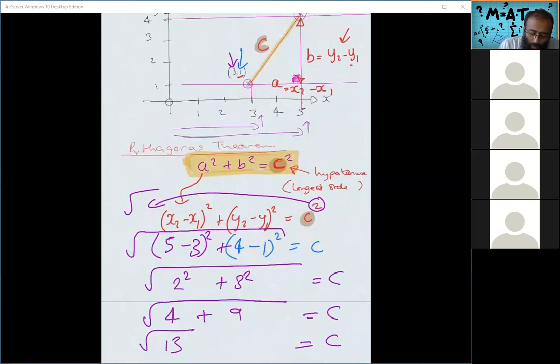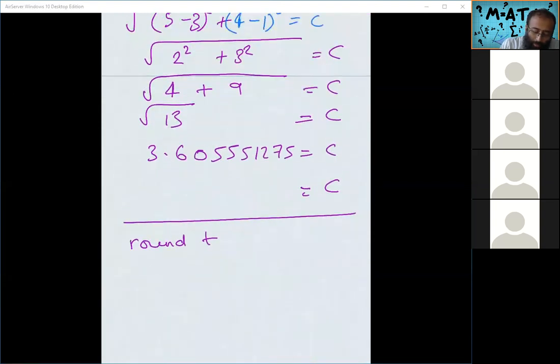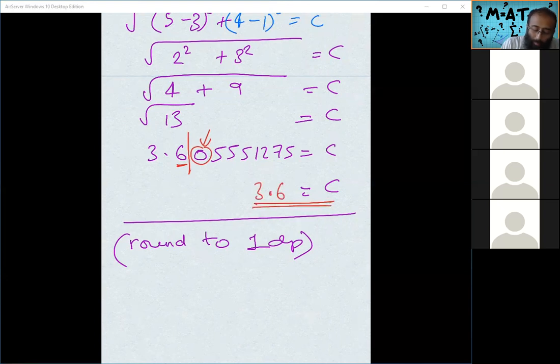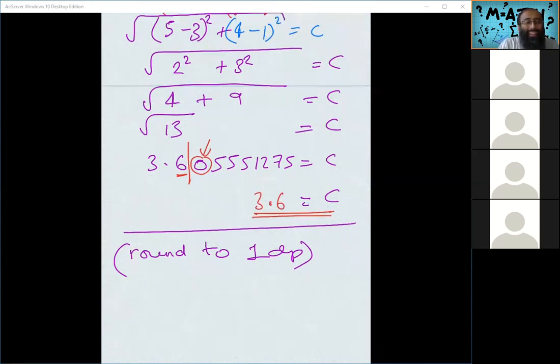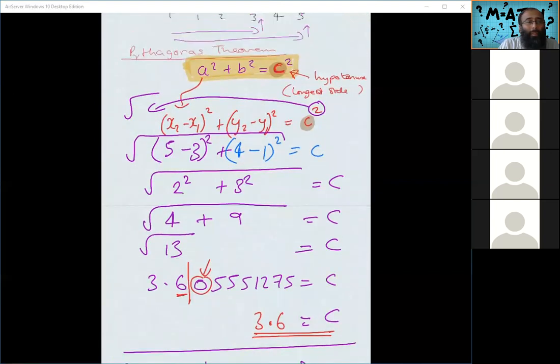So we've got the whole numbers. I would say round to a maximum of 1 decimal place. You round it off to 1 decimal place, stop there, and look at the next number. So what's the final answer? 3.6. Beautiful.